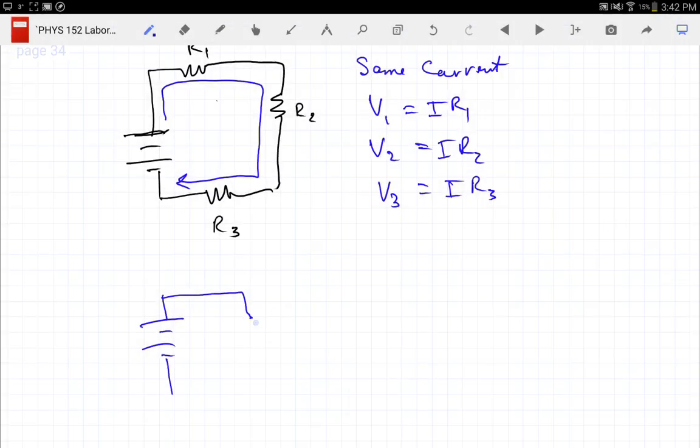Did you see that? The warning that my battery's about to die? Actually, I got 15% left.